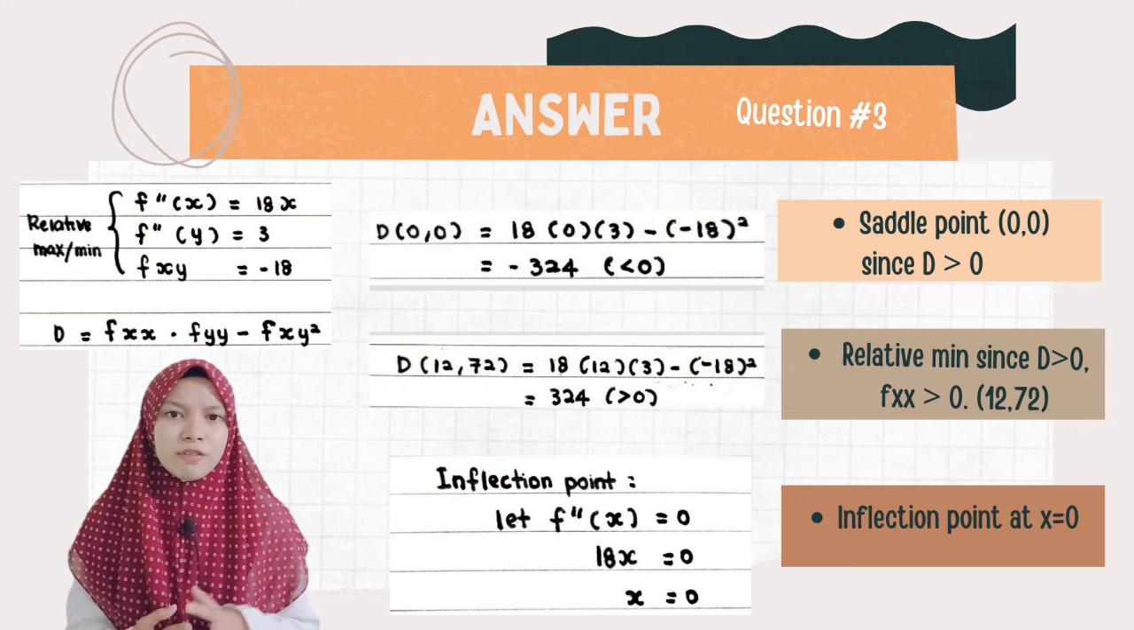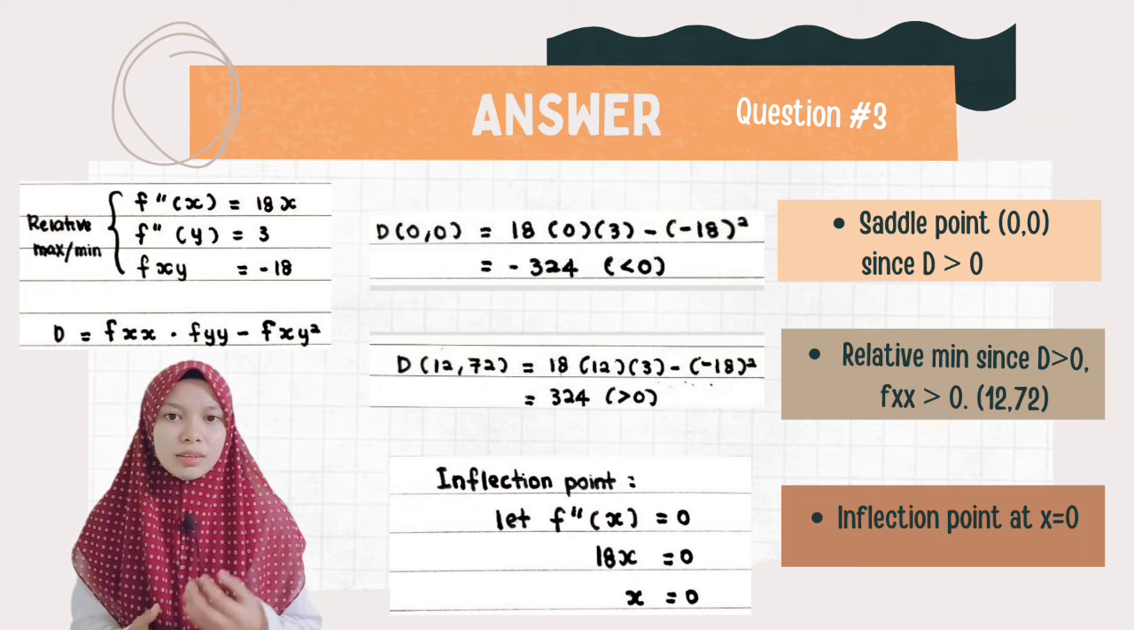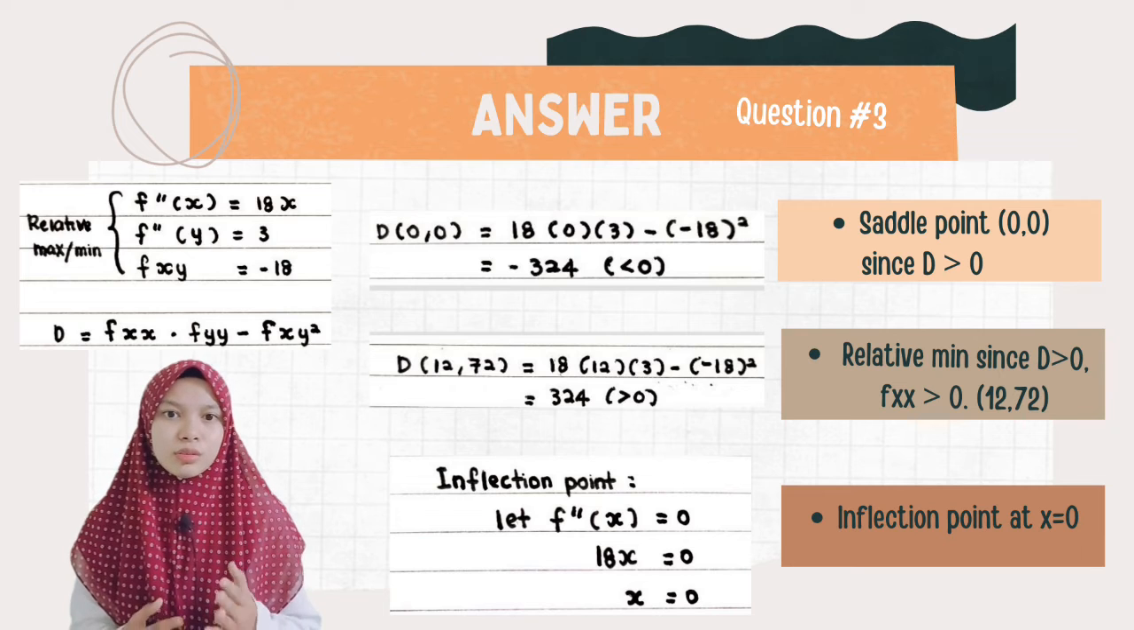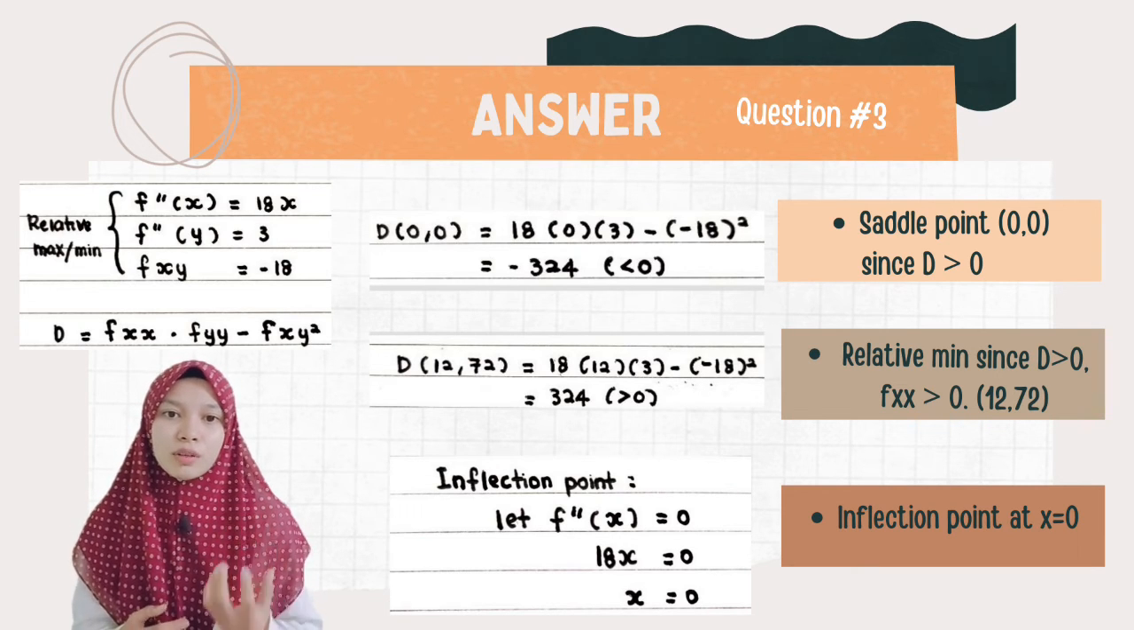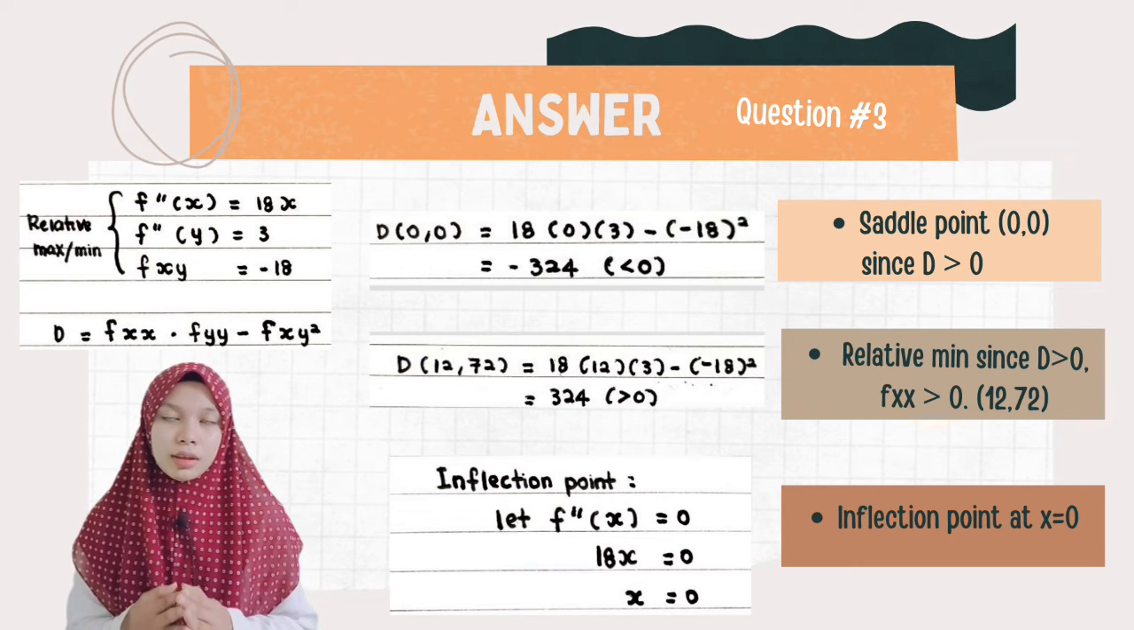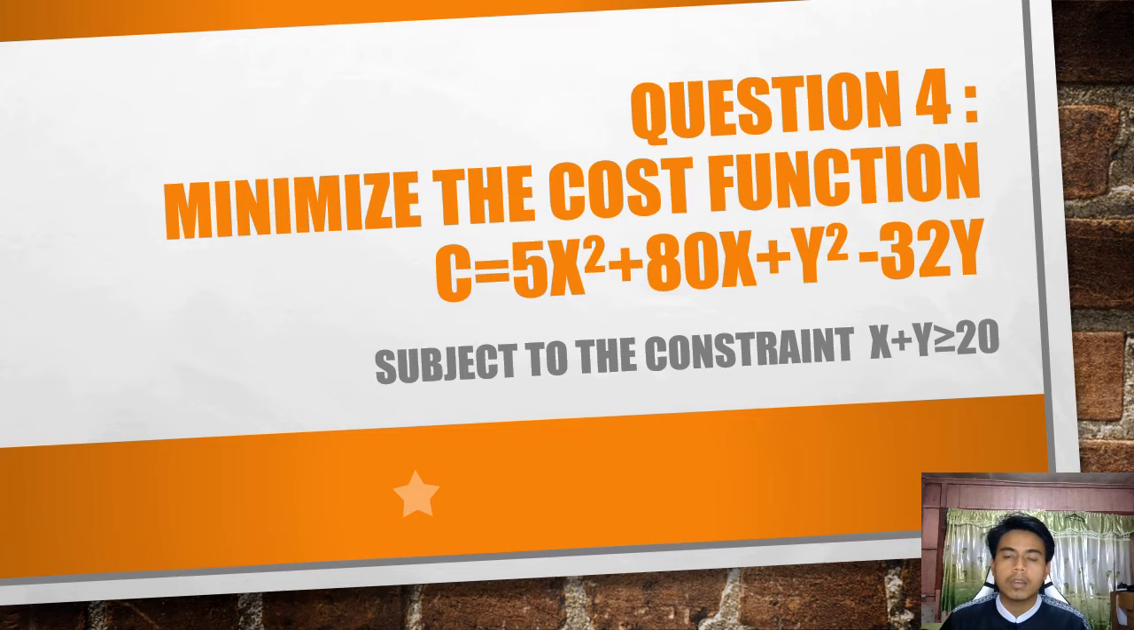After that, to get the inflection point, we let the second derivative of x equal 0 and we will get x equals 0. So we can conclude that the inflection point is at x equals 0.